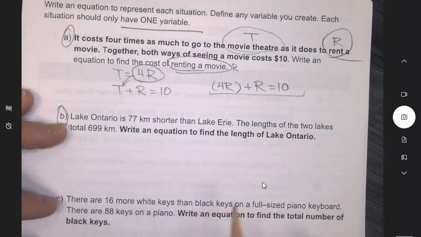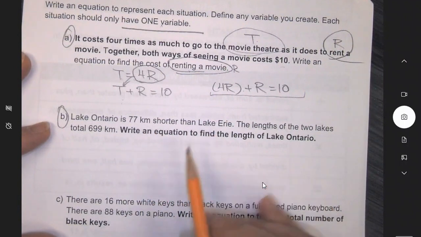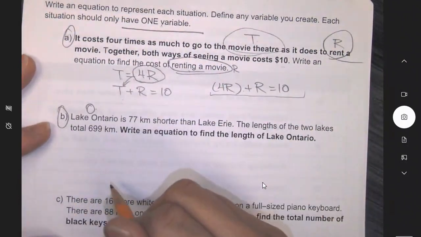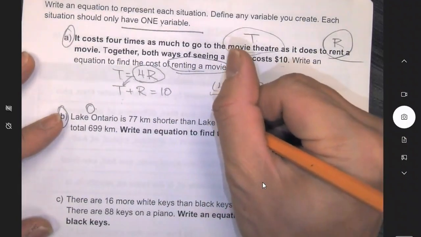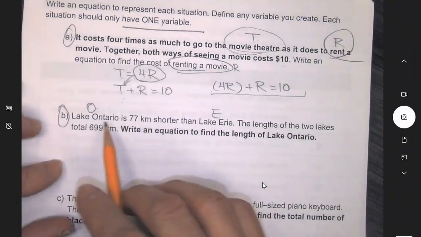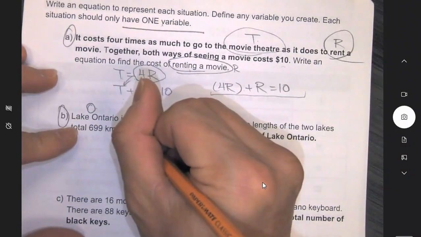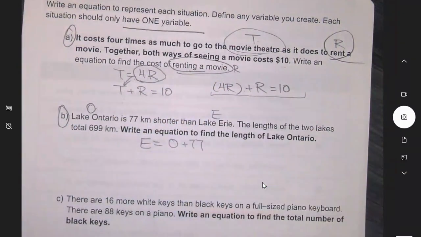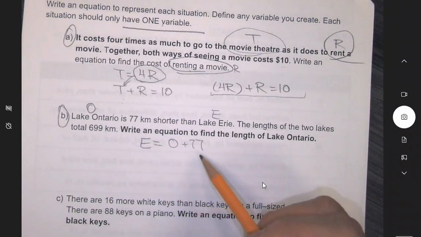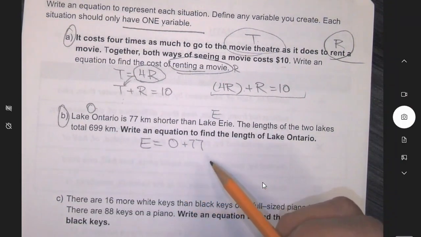Now let's do this one. Another example. Lake Ontario is 77 kilometers shorter than Lake Erie. So let's just use the letter O for Ontario and E for Erie, okay? So the first sentence is Lake Ontario is 77 kilometers shorter than Lake Erie. So in some ways, you can say Lake Erie is Lake Ontario plus 77, right? Because Lake Ontario is 77 kilometers shorter than Lake Erie, so E would be O plus 77.